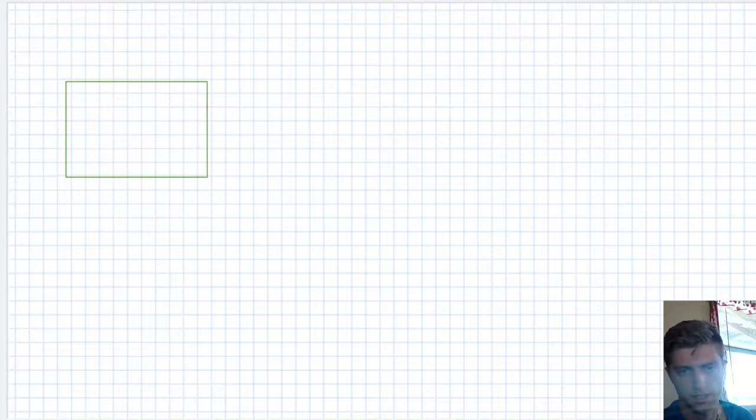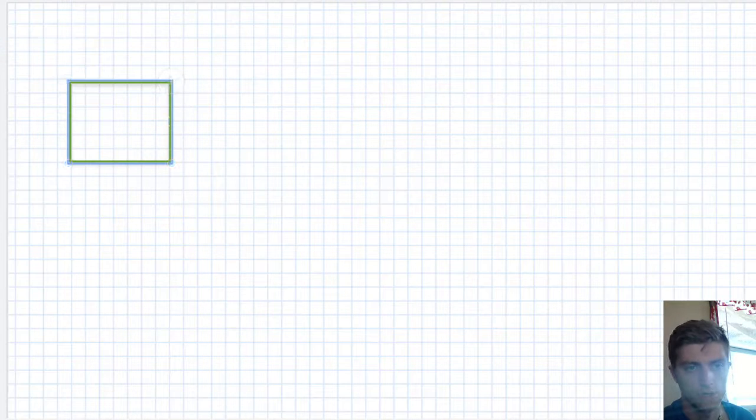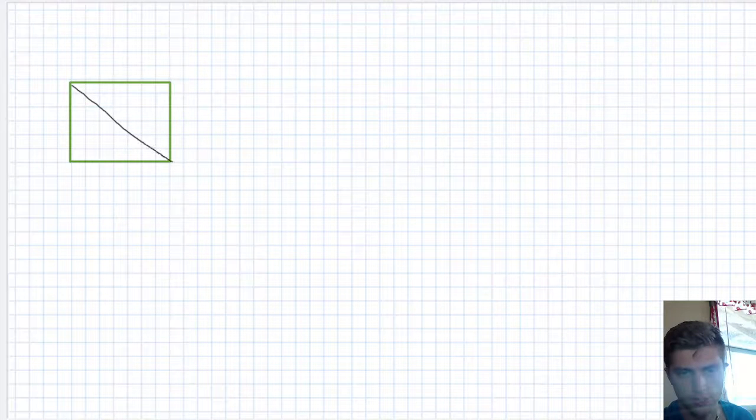Triangles are the next easiest shape to learn. There's not really a good way to make triangles in this app, so let me just make one. So here's a triangle right here. Just look at this half. We want to know how many tiny squares are inside of this.